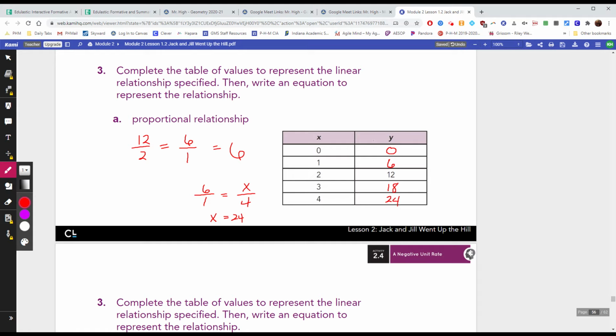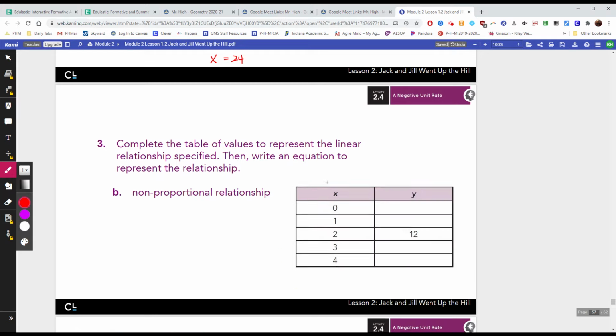So there's the table. The equation then, if this is k or m, the first slope, then my equation for a proportional relationship follows this. So my equation would be y equals 6x.